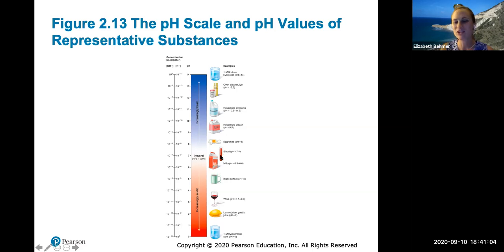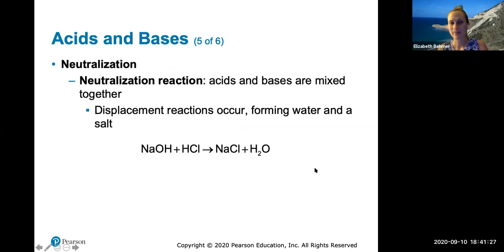Blood is just over 7, it's 7.4, so slightly basic. Egg white, bleach, ammonia, oven cleaner, and then sodium hydroxide. So just understanding the relative pH scale is really important in biochemistry and in our bodies, because if our blood is slightly too basic or acidic, bad things will happen.